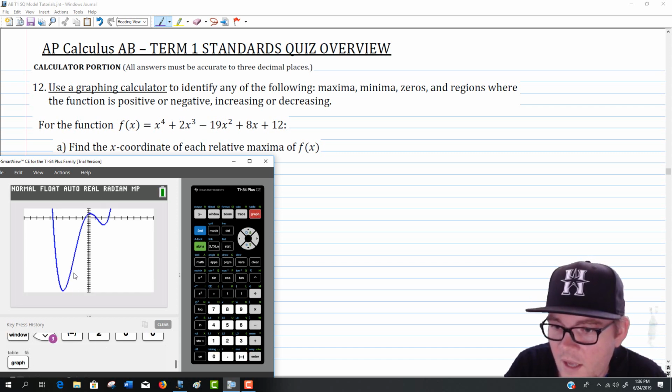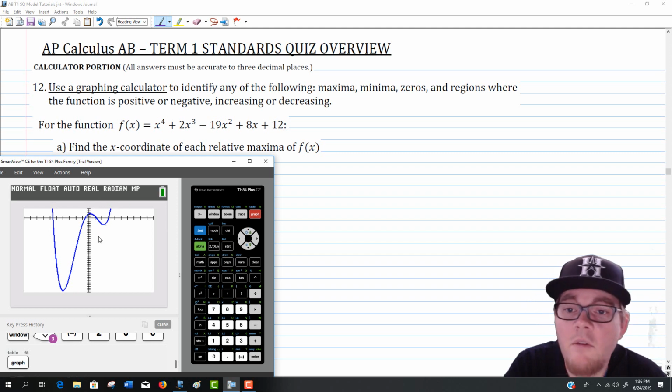And there we go, look at that. We got a nice clear picture of our graph itself. So in our case though, we're looking for a relative maximum.